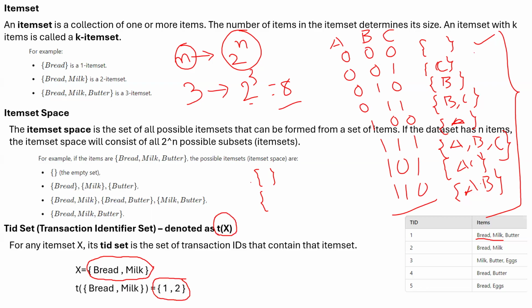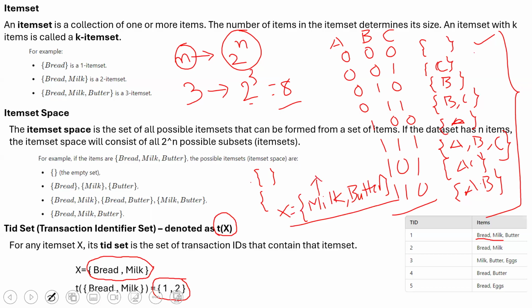Let's suppose you are given milk and butter. If X is given as milk and butter, what would be the transaction IDs? Milk and butter is given as an X, as an item set. Just remember the words item set. This is the item set. Milk and butter is an item set, which is a collection of one or more items. Each one is called as an item. Item set space means all the number of possible combinations that can be created by the items that are given to you. Okay, the possible number of items in an item set space is 2 to the power of n, where n is the number of items given to you.